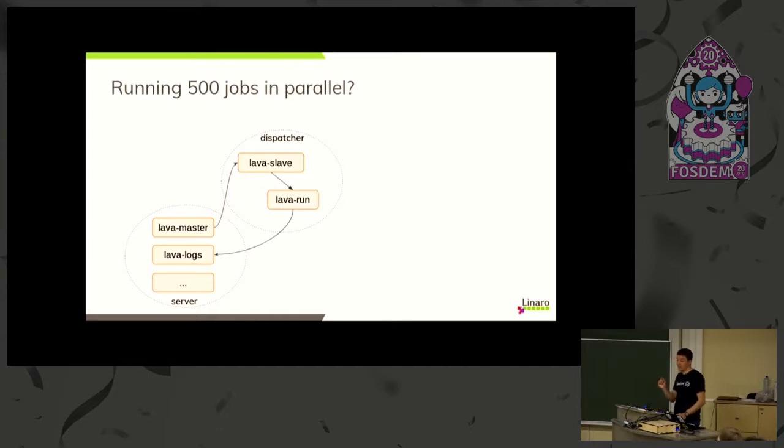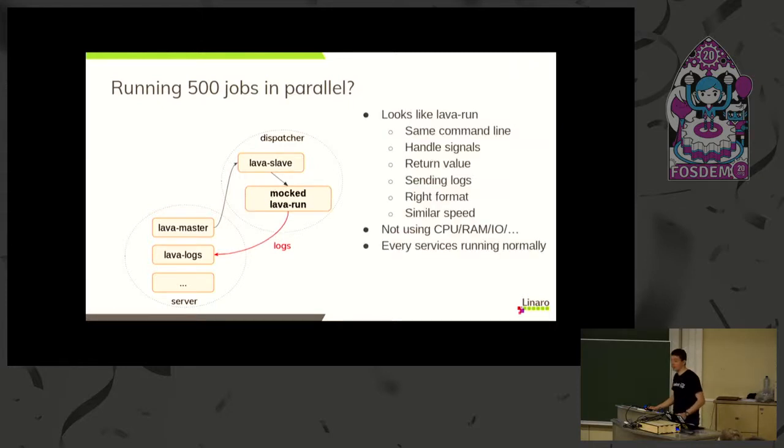Lava run is just an intermediate process that will connect to the board and do all the small things needed to connect to a board. But we don't have any boards. The only thing we care about is the logs that we will stream back to Lava logs. So what we can do is replace Lava run by a mocked version of Lava run, a small Python script that will look like Lava run. It will have the same command line, so when Lava slave starts Lava run, it won't see any difference. It will have the same signal handling, so it will respond the same way. Same return value. It will just send the logs to Lava logs in the same format and almost the same speed. So it looks the same.